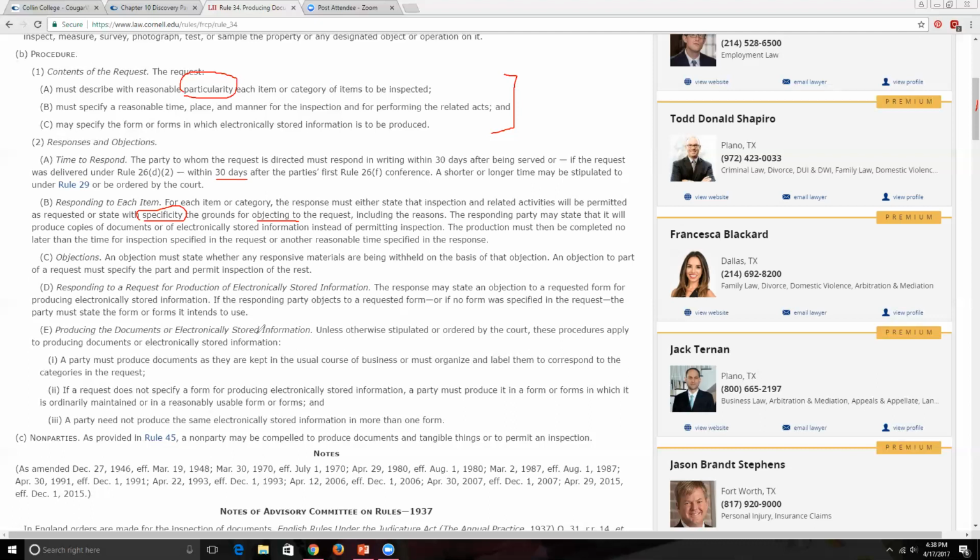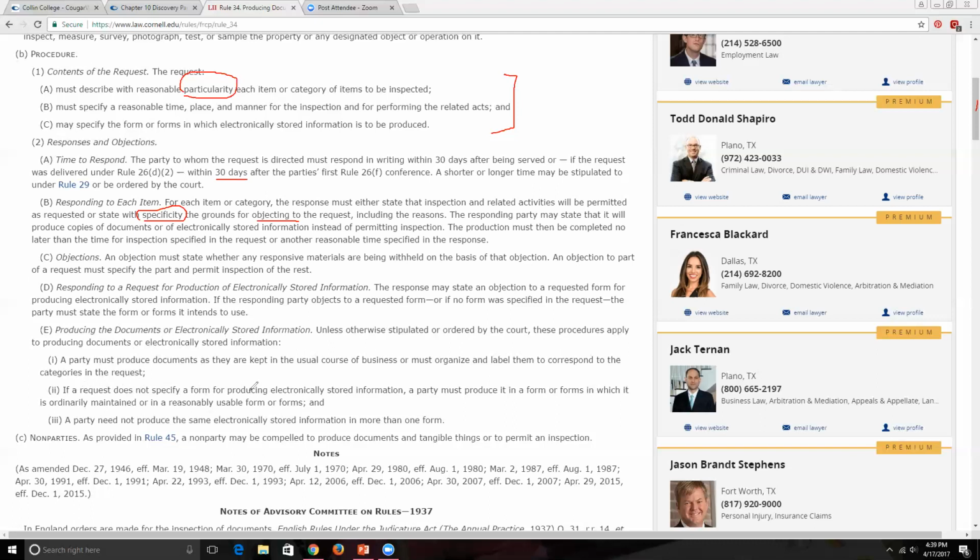Producing the documents or ESI, unless otherwise stipulated or ordered by the court, these procedures apply to producing documents or ESI. A party must produce documents as they are kept in the usual course of business, or must organize and label them to correspond to the categories in the request.